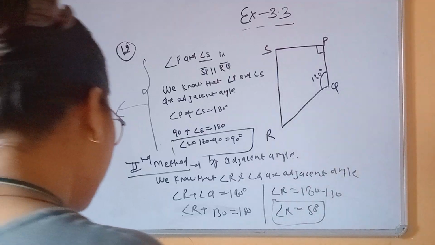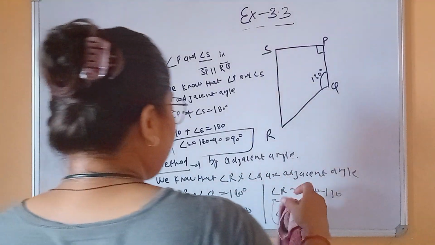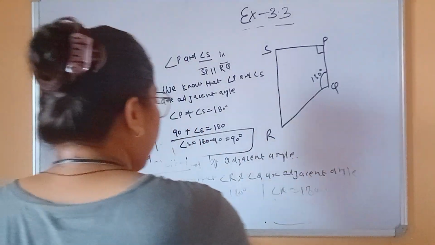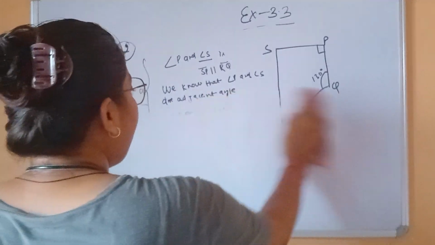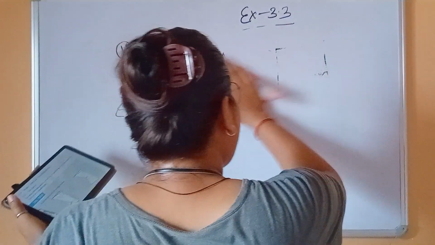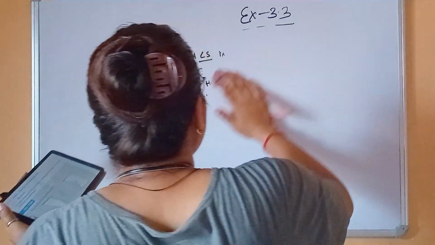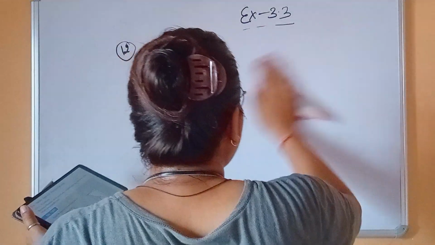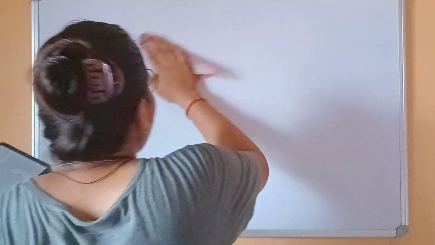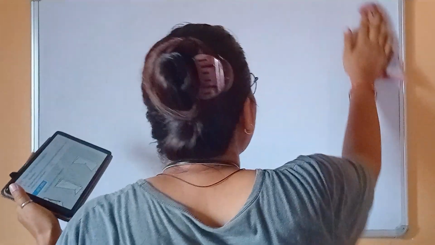Now we remove this and understand some properties. If you want to solve the exercise, then first solve the examples. It is very mandatory for you. Then you will easily understand all the exercise questions. Otherwise you won't understand the exercise questions.